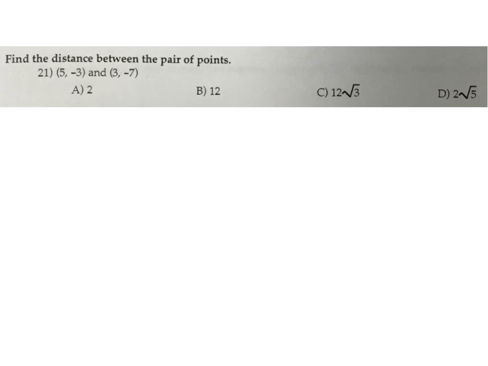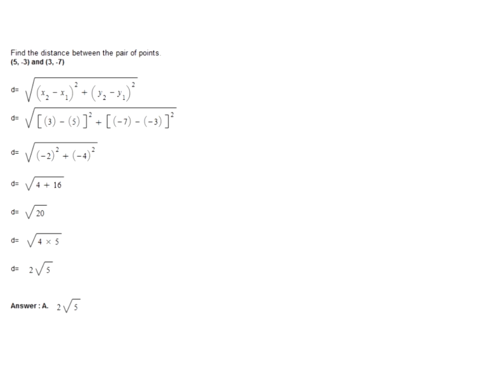Find the distance between the pair of points. We have 2 points, and we want to find the distance between those two. We need to know the formula. Somebody actually posted a solution in class. Let's take a look at the solution that is posted. And this looks like a right solution. We have the distance formula, which is equal to the square root of x2 minus x1 squared plus y2 minus y1 squared.